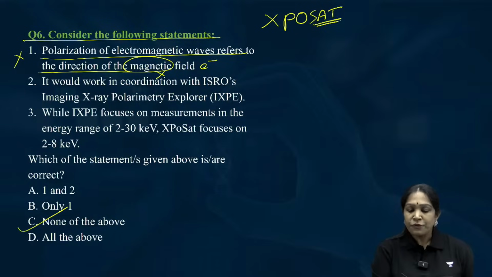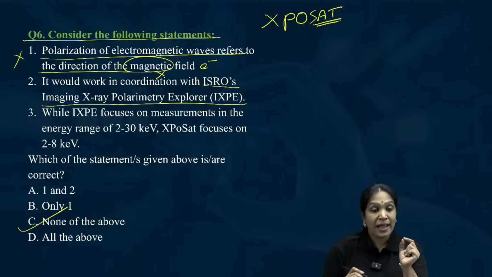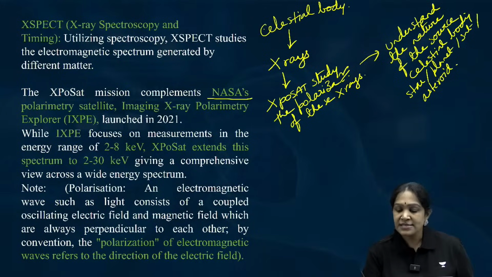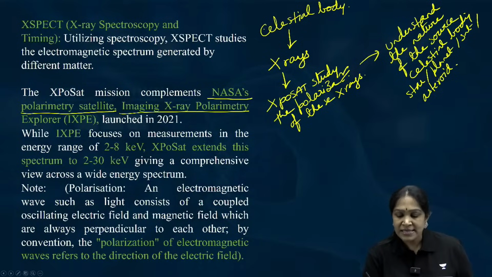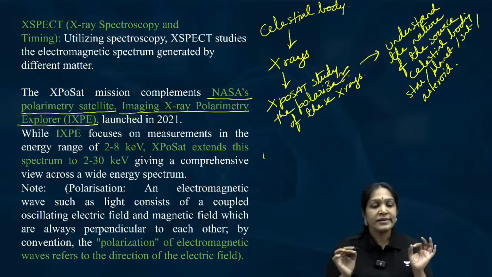It would work in coordination with ISRO's Imaging X-ray Polarimeter Explorer called IPEX. Okay, first look at this. This is NASA's polarimetry satellite, Imaging X-ray Polarimetry Explorer, IXPE. Is it clear? What is IXPE?